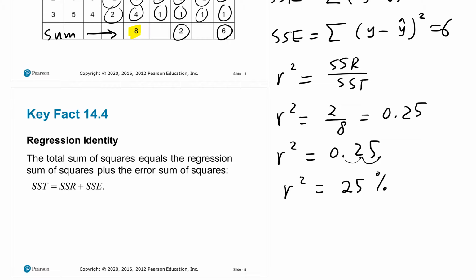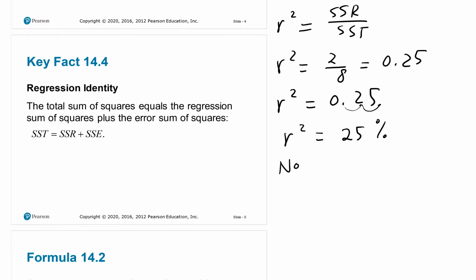So this tells us that 25% of the variation in the observed values of the response variable is explained by the regression.